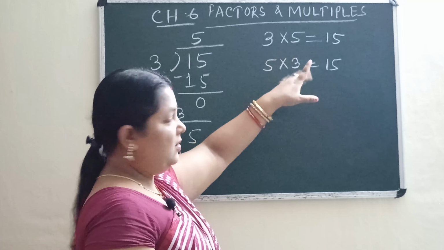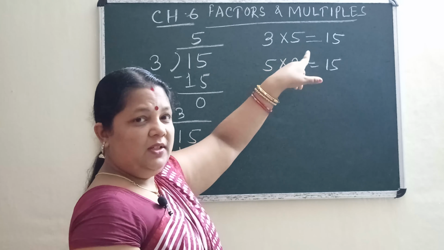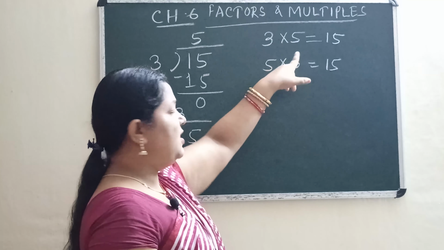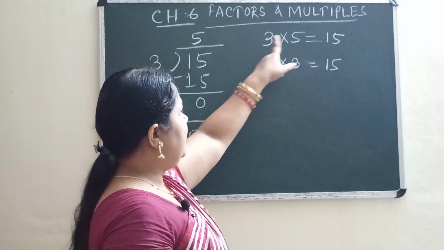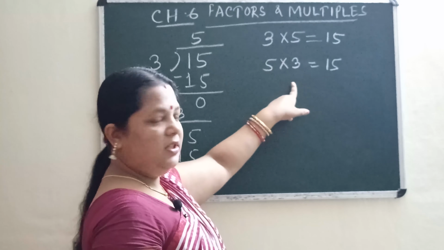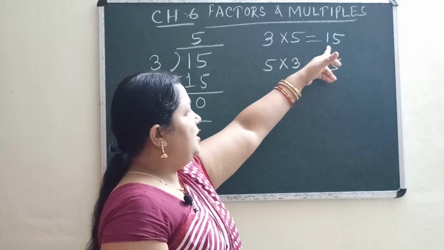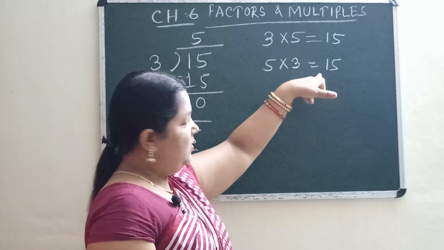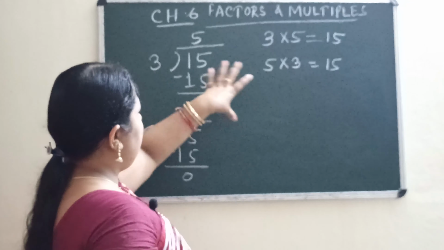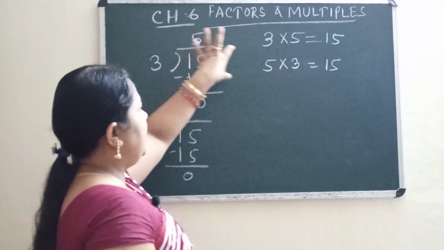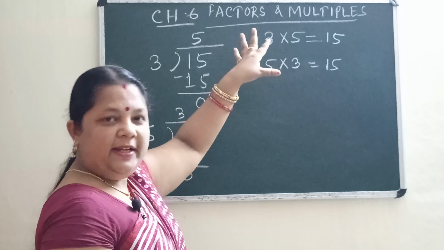Do you remember or not? This is your order property. You can change the order. Here 3 into 5, but here 5 into 3. You can change the order, but the product is the same. Okay. So that means multiplication and division are both related to each other.